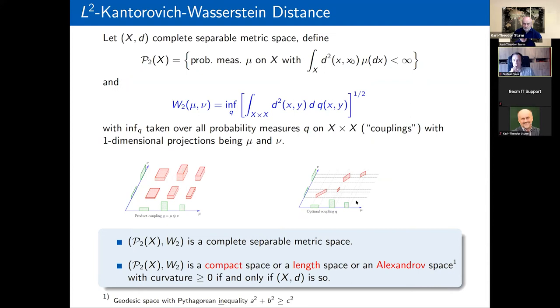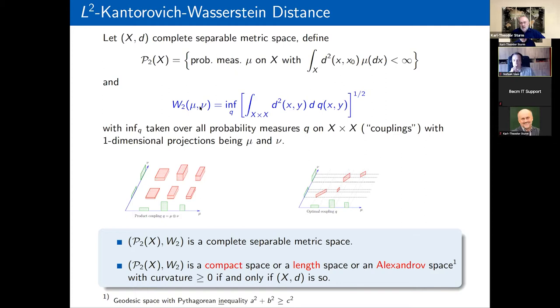This concept is based on the theory of optimal transport, and one of the basic notions which we need in the sequel is the Kantorovich-Wasserstein distance, probably known to most of you. So we consider, on a complete separable metric space, the space of probability measures which have second moments. And on this space, we define a distance or a metric in the following way.